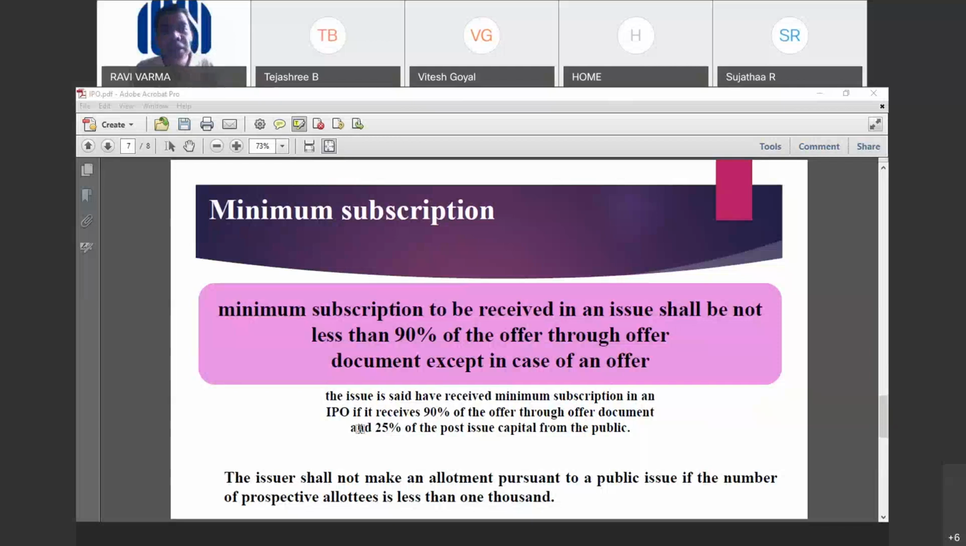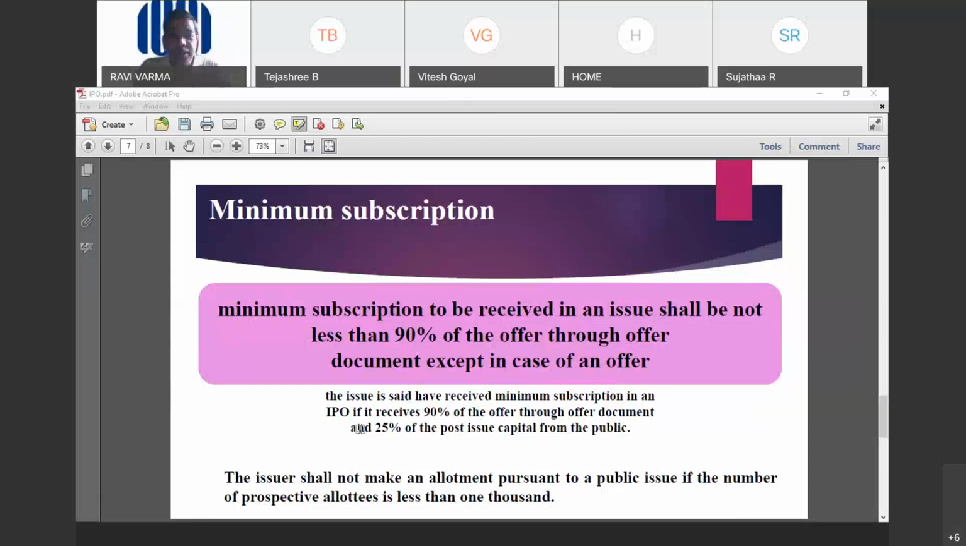Now next comes. In the same condition, there is one more thing. Even if 90% comes, you may be smart enough to ask one of your friends why not subscribe 25% as the public, and the rest I will ask some bank or mutual fund with whom I have a contact. They will subscribe. SEBI is also very particular. SEBI says that if you are coming out with a public issue and the allottees are less than 1,000, you can't go ahead with the allotment.